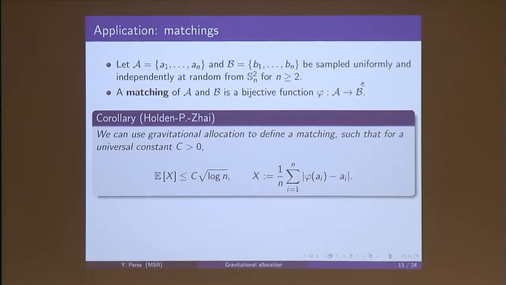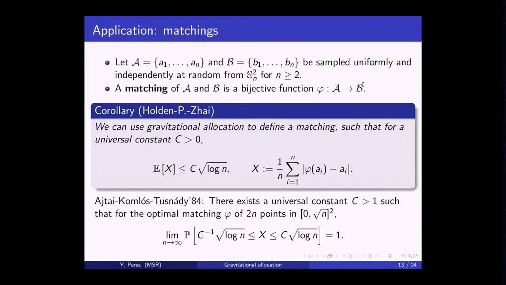Given n red points and n blue points on the sphere of area n, we want to match them. And we can use gravity to define a matching where the expected average distance of the matching is root log n. Here x is the average distance between a point a_i, a red point, and where it's matched. And the theorem of Ajtai, Komlós, and Tusnády tells us that up to the value of the constant, this is optimal.